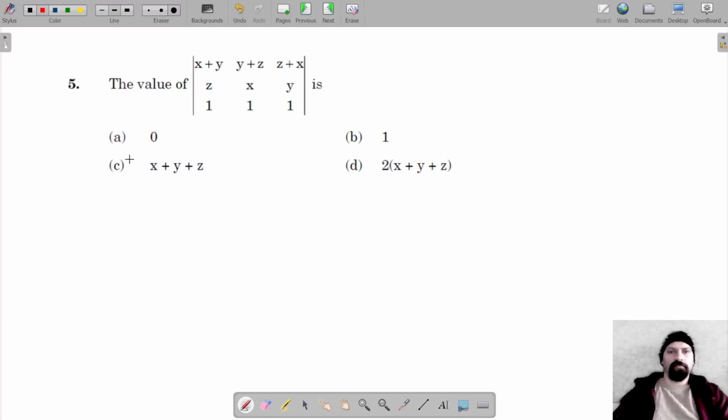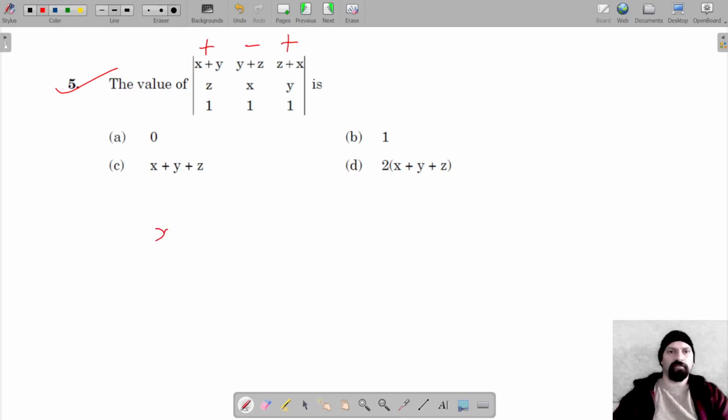Okay, for the next question, we have to find the value of the determinant. We could use the properties of determinants, but that is not in the syllabus, so we will just use any row or column to evaluate this determinant. I'm going to use the first row, so let me assign the signs positive, negative, and positive.